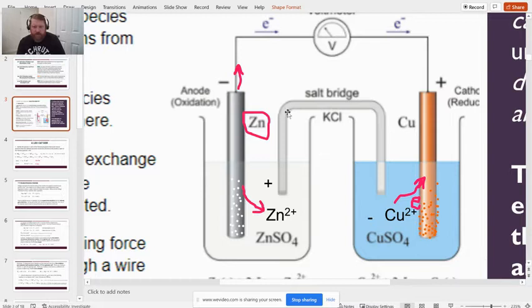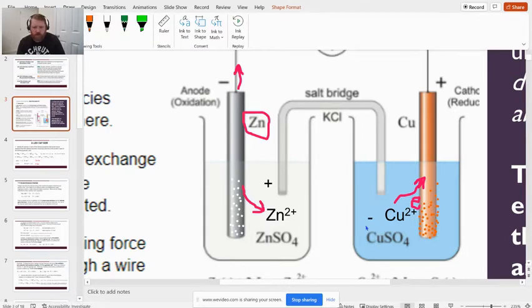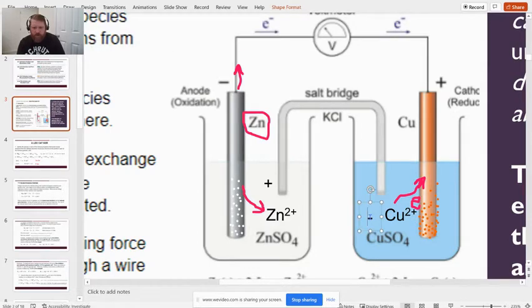And this is where the salt bridge comes into play. The salt bridge allows that charge to be continuously flowing. And so the negative that builds up in here, and the positive that builds up in here, is going to draw ions out of the salt bridge. The positive ions, the potassium, are going to get pulled towards the negative, and the chlorine, the negative ions, are going to get pulled towards the positive.